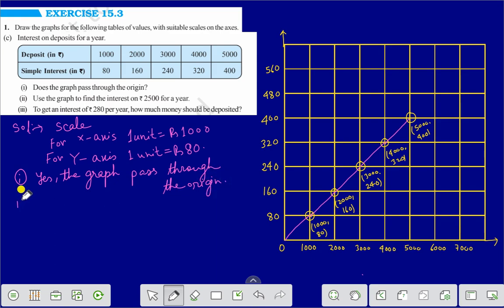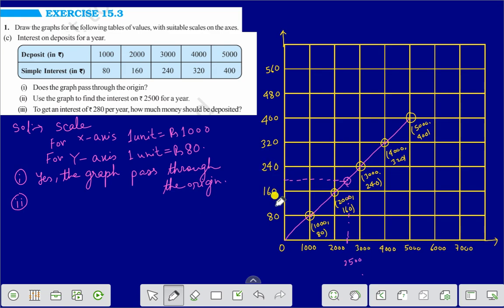Now, question number 2. Use the graph to find the interest on rupees 2500 for a year. Here you see, this is 2000, this is 3000, and in between it is 2500. This point is 2500, and this is the value on the y-axis.